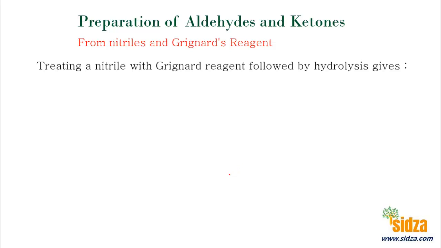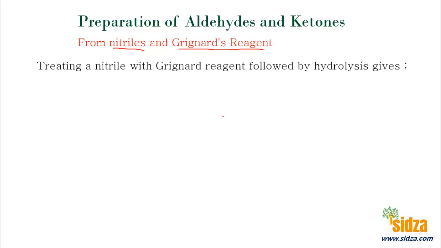We also get aldehydes and the ketones from nitriles and the Grignard's reagent. If you react the nitriles with the Grignard's reagent, then you will get aldehydes and the ketones. Again, this is a two-step process.